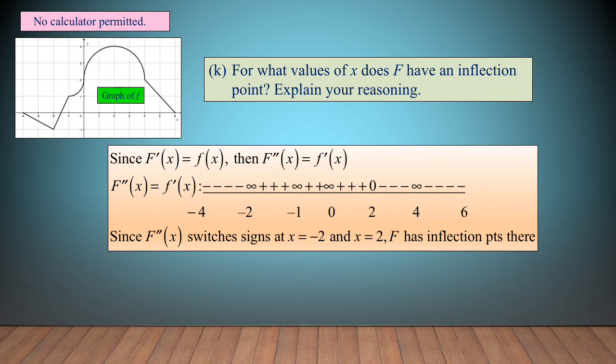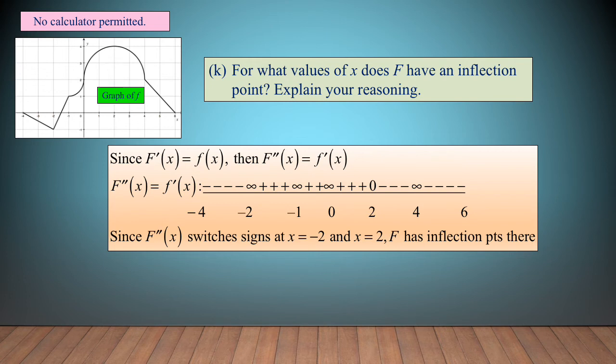Between -4 and -2, it is negative. At -2, it is infinite. Between -2 and -1, it is positive, and at -1, it is infinite. Between -1 and 0, it is positive, and at 0, it is infinite. Between 0 and 2, it is positive. At 2, it is 0. Between 2 and 6, it is negative, but at 4, it is infinite.